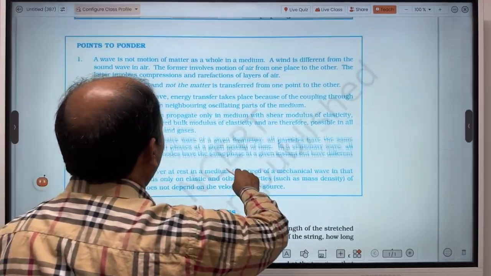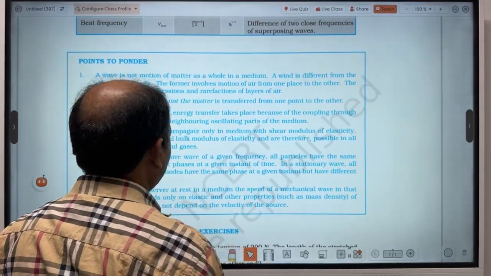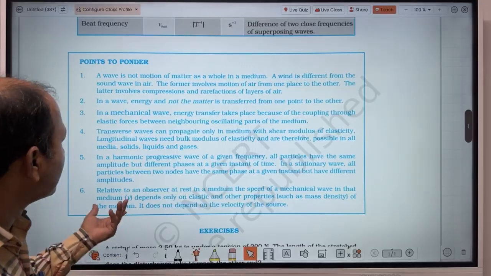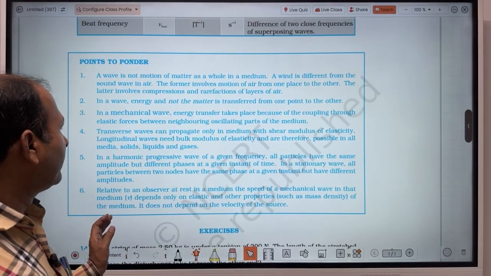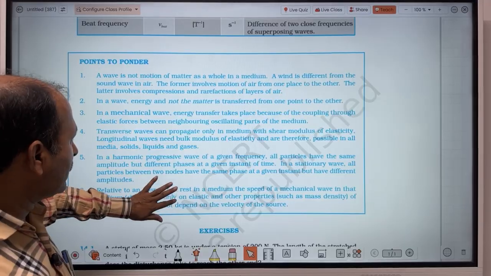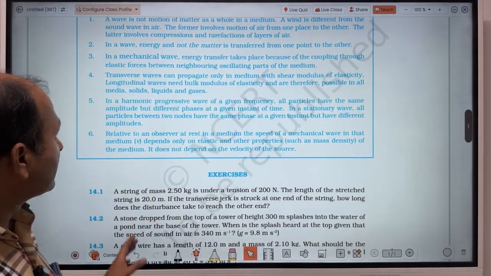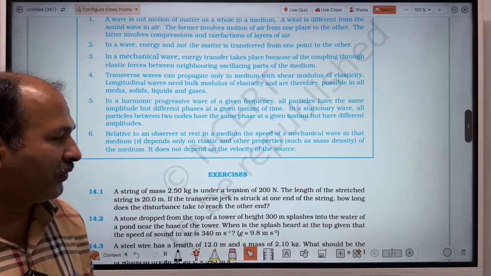So these are the main points that you have to keep in mind while solving questions for competitions, etc. I think you have understood the topic fully. Now we will do numericals based on these concepts in the next lecture.